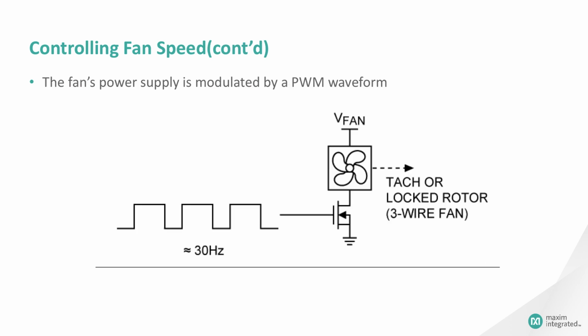A lower cost, more efficient approach is to modulate the fan's power supply with a PWM waveform. The power supply effectively turns on and off at a rate of roughly 30 Hz. Because the pass transistor is always either fully on or fully off, its power dissipation is negligible compared to the power used by the fan.